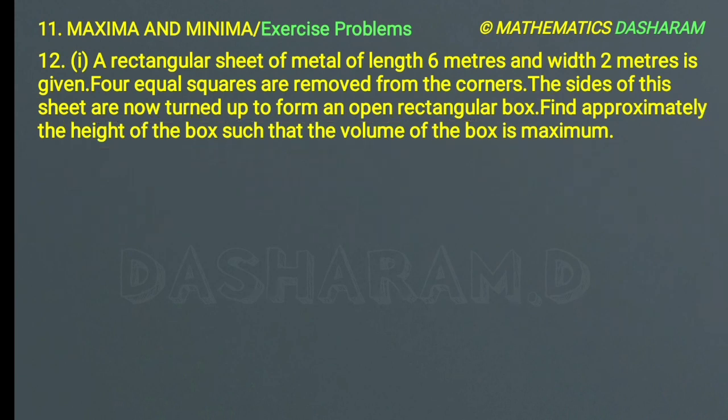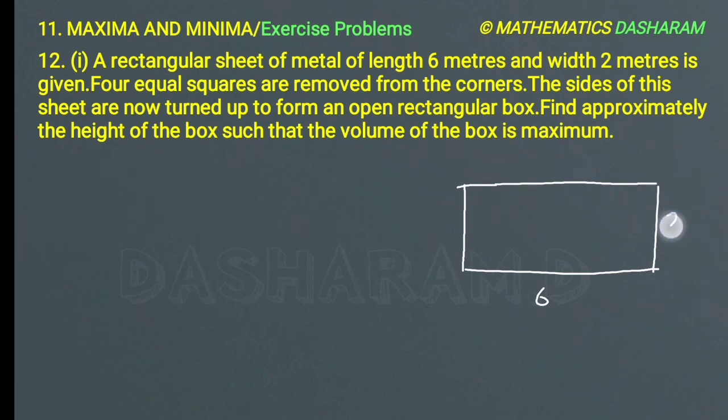So first the rectangular metal sheet. Here is the rectangular metal sheet. So its length is given, that is 6 meters, and breadth, that means width 2 meters. So 4 equal squares are removed from the corners.